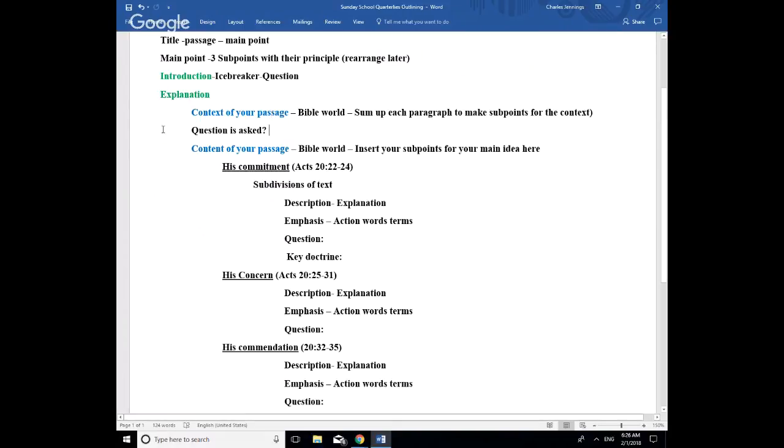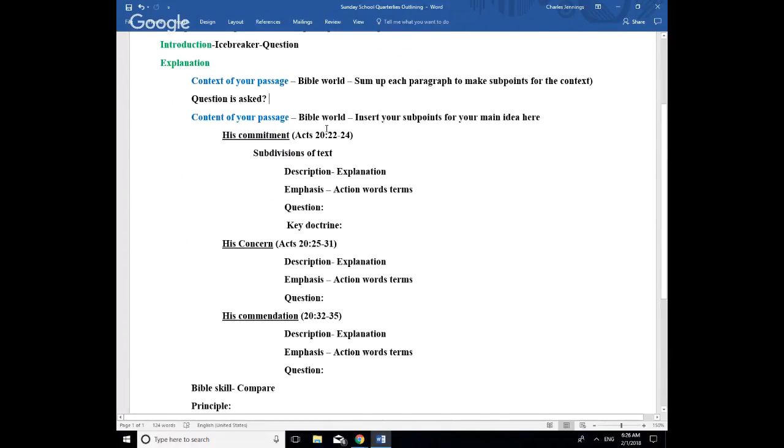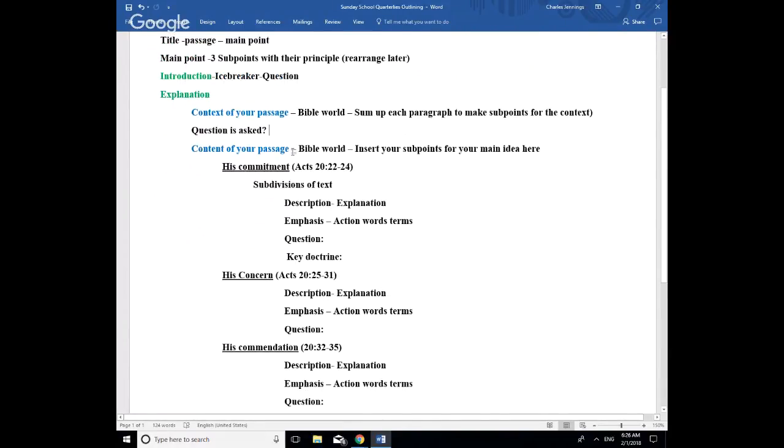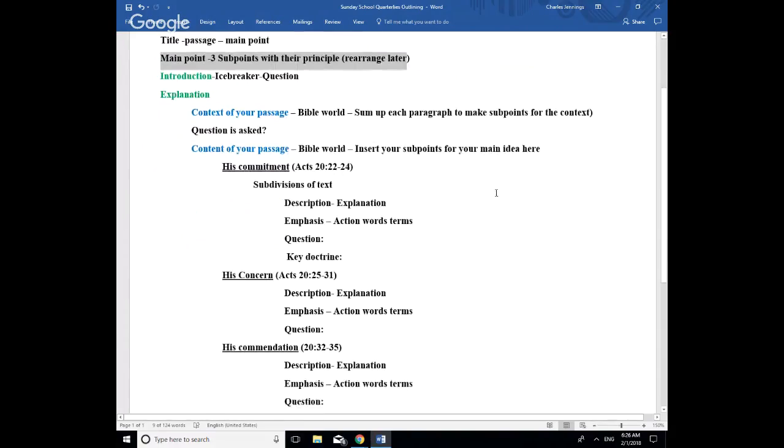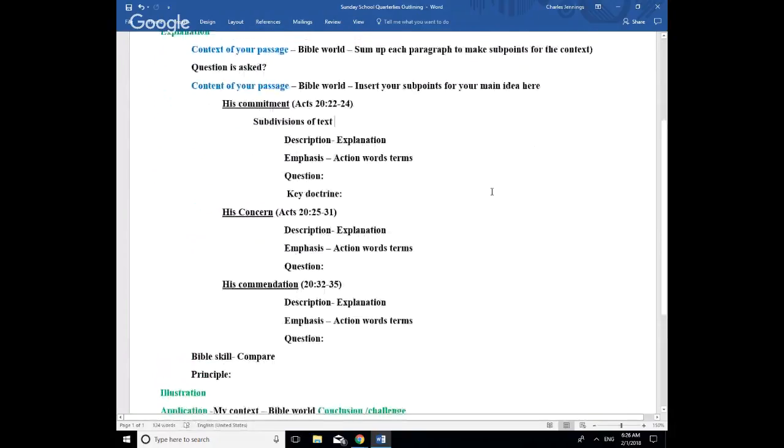Then you get to the content of your passage. It's still the Bible world, and this is where you're actually studying the passage. What you want to do at this point is insert your subpoints from the main idea here. Those 3 that I mentioned that are often there to back up the main point, you would insert. For example, if you're in Acts 20, which the next Sunday school lesson is, one quarterly had it this way: his commitment, Acts 20, his concern, Acts 20:25, and his commendation.